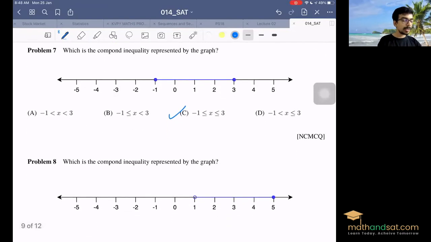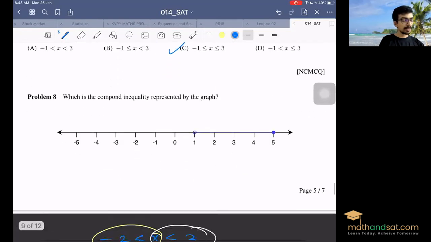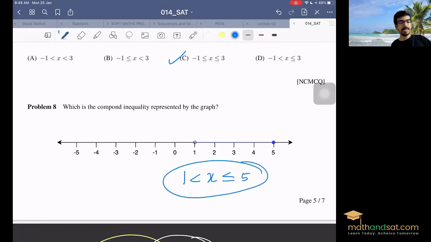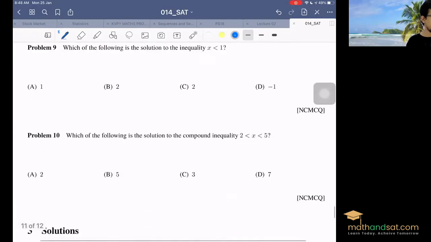Which is the compound inequality represented by this graph? 1 to 5, but 1 is not included, 5 is included. So you write 1 less than x less than or equal to 5.